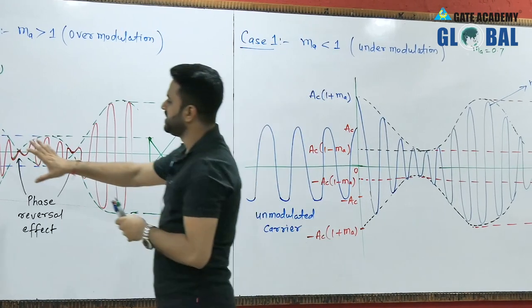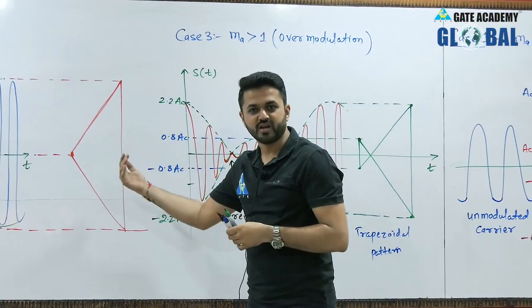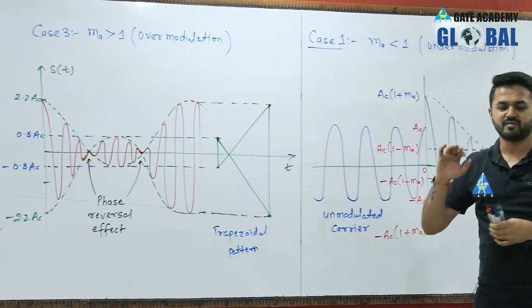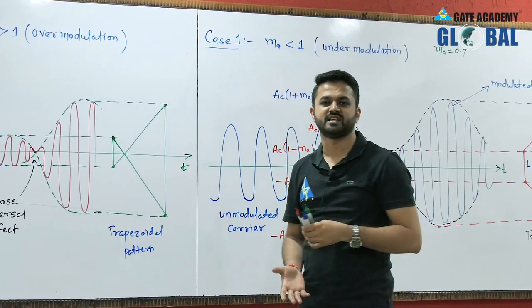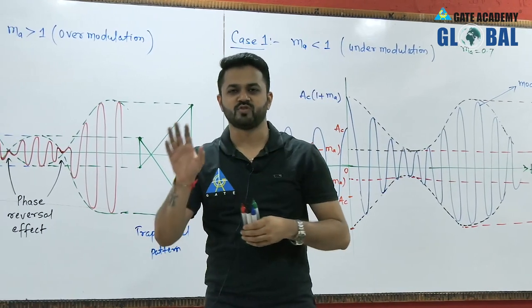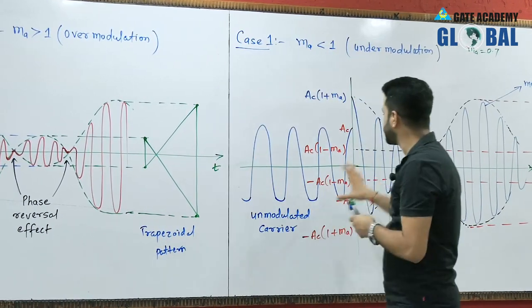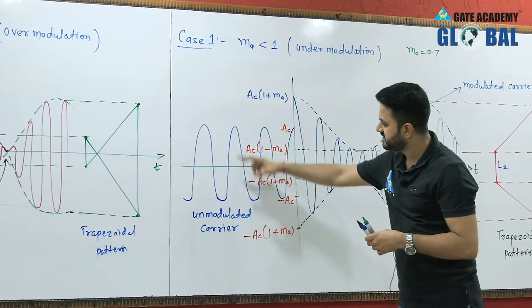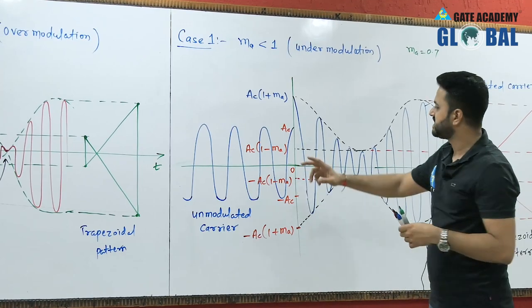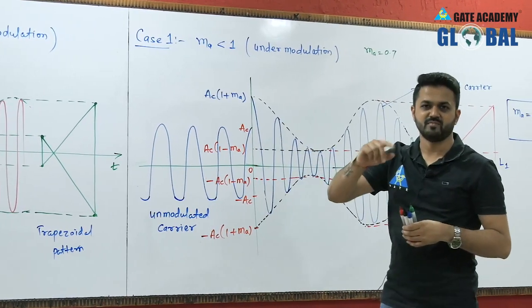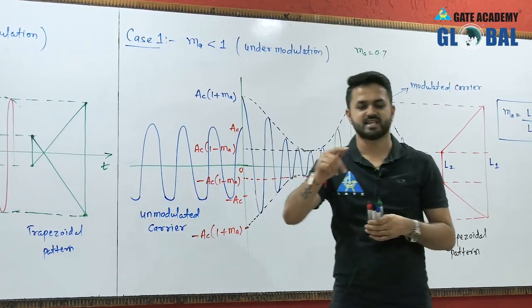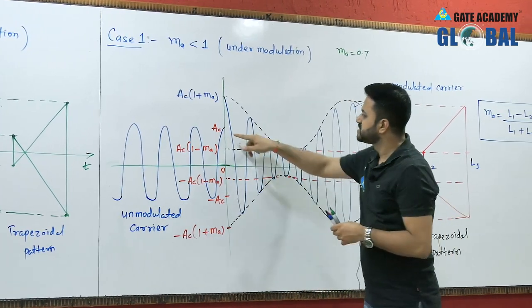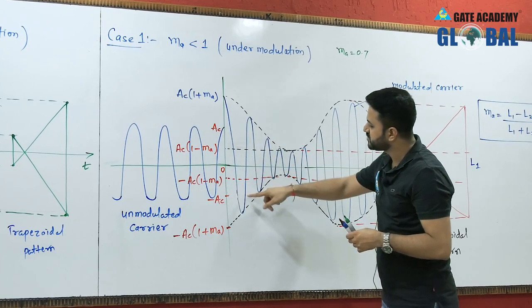We have not drawn the unmodulated carrier because we have understood that if we apply only the carrier signal and the message signal is 0, there will be some output which is known as the unmodulated carrier, which is only the carrier part oscillating between plus and minus AC. But when you apply the message signal, it modulates the carrier signal, and the carrier amplitude changes according to the message signal.